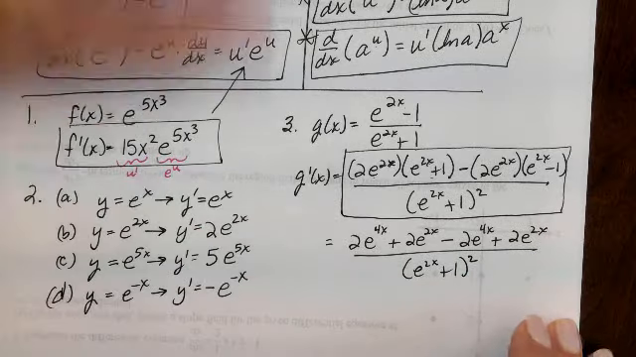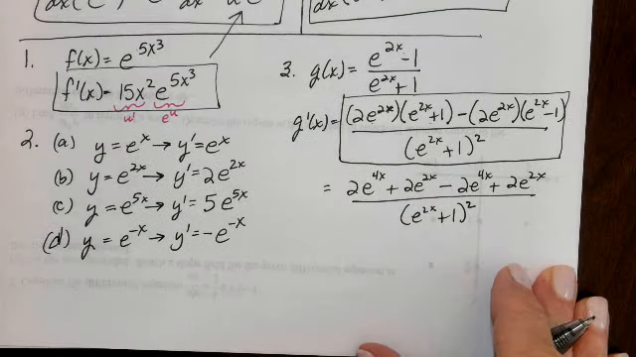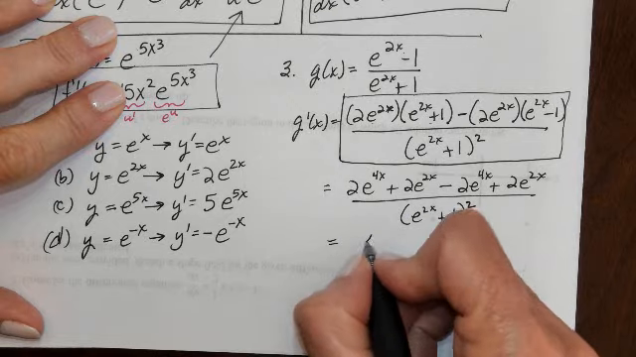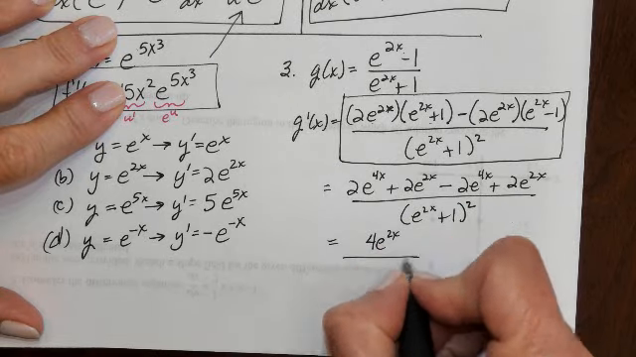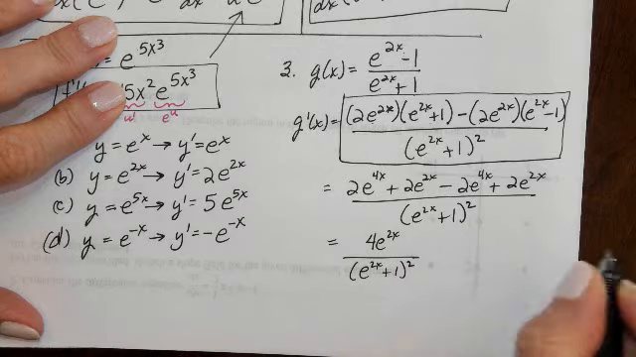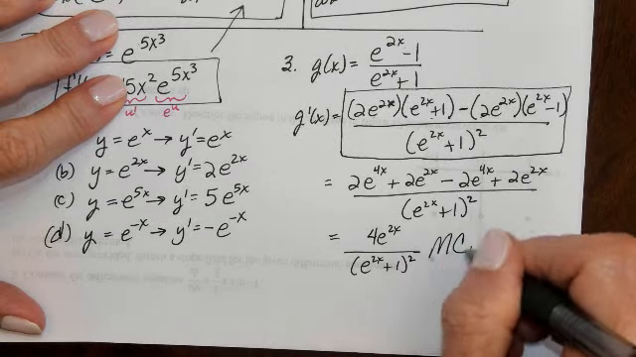I'm not going to do anything with the bottom. The e to the 4x's cancel out, and we have 4e to the 2x all over e to the 2x plus 1 squared. So this would be the multiple choice answer.